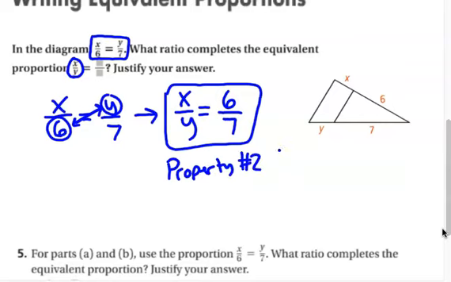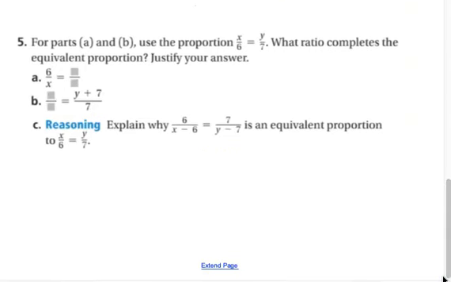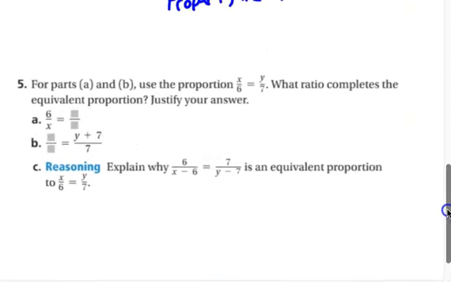Okay, we switched the means. So you can switch the middle numbers if you want in a proportion. Okay, same thing for the last couple here. It says for parts A and B, use the proportion, same one that we're looking at. This one, the thing that changed, so here's still the proportion we're working off of.